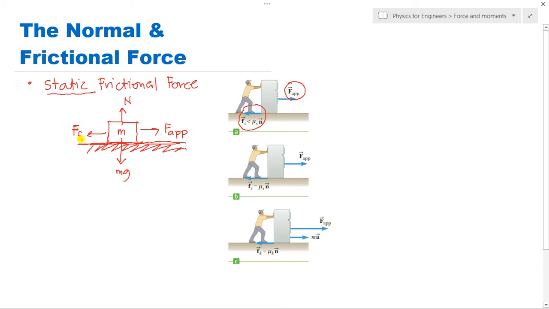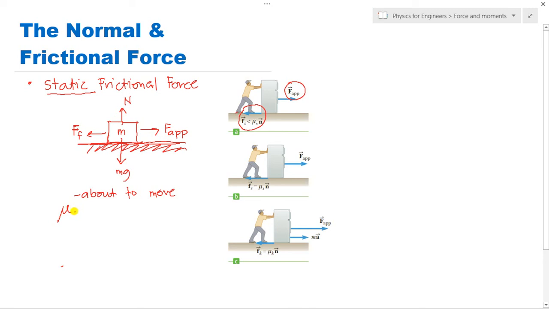And since, class, our condition here is just about to move, we use the static coefficient of friction. Just to remind you, for friction, class, we have mu s and mu k, but this time since it's still static, let's denote this as mu s.